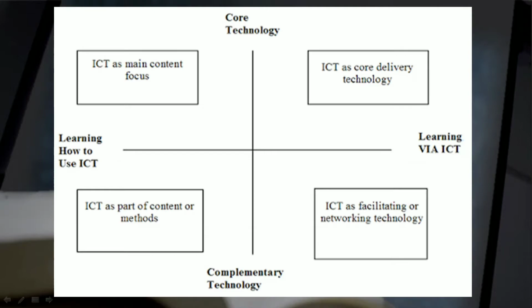So in this type, we use this technology as a channel to connect to other learners or other facilitators. So ICT as part of content or method. In this last quadrant, ICT is being used in expressing or disseminating the content, or in disseminating the lessons and the topics, and in discussing the lessons and the topics.